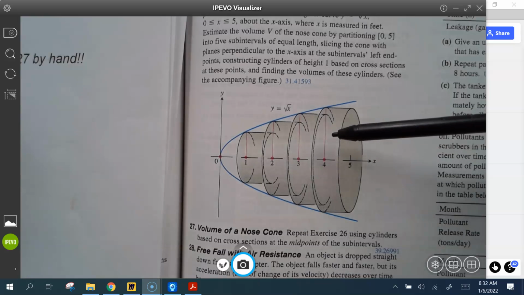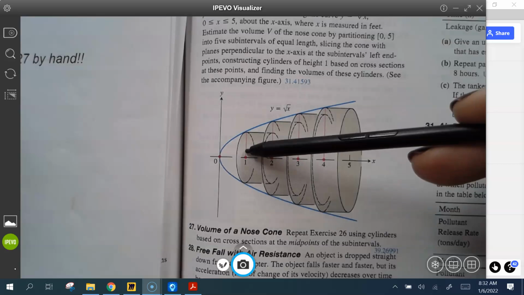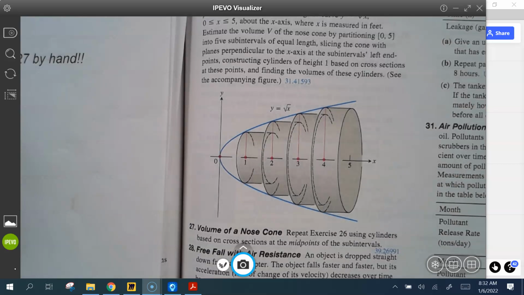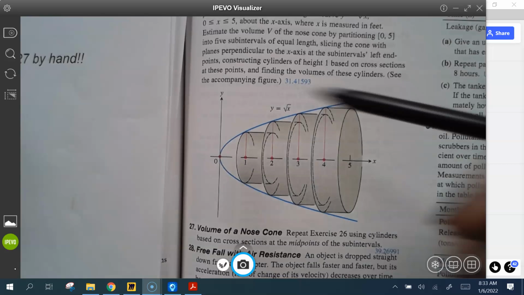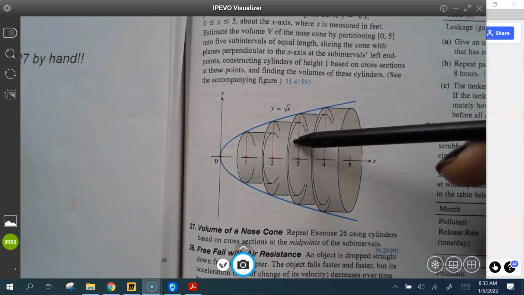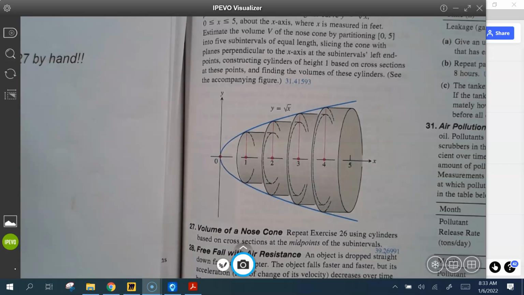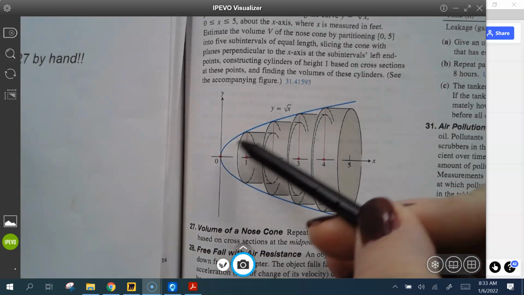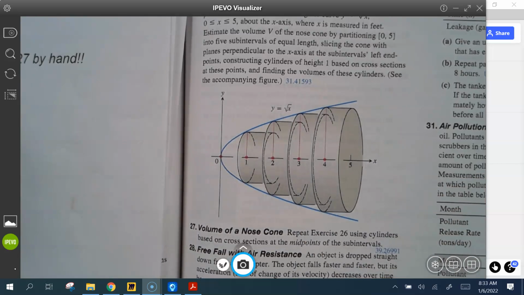Okay, so if you look, they've already got the picture drawn here. 1, 2, 3, 4. But didn't they say 5? Oh, they didn't do one for 0 because it's 0. The radius will be 0. Everything will be 0 here. So we're going to do the volume of these 4 circular cross sections, and then we're going to add them together. So this is going to be a bit of an underestimate of the volume because you can see all the spaces here that I'm lacking.